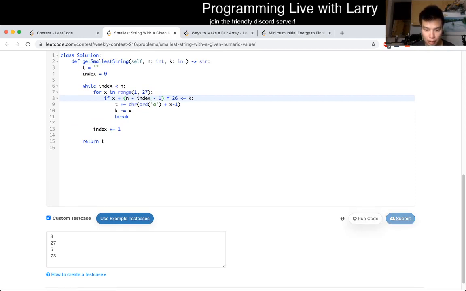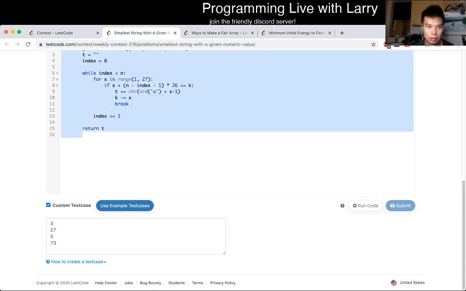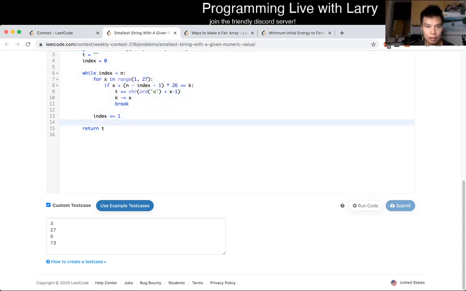My computer's lagging. My computer's crashing. Oh my god. Come on.